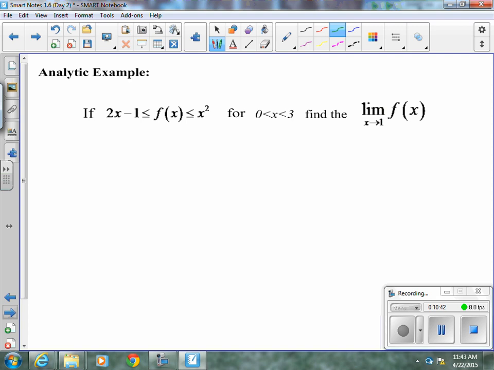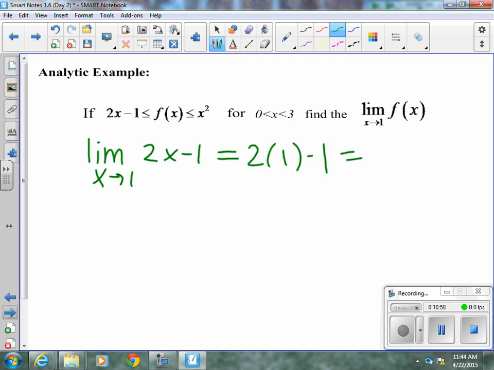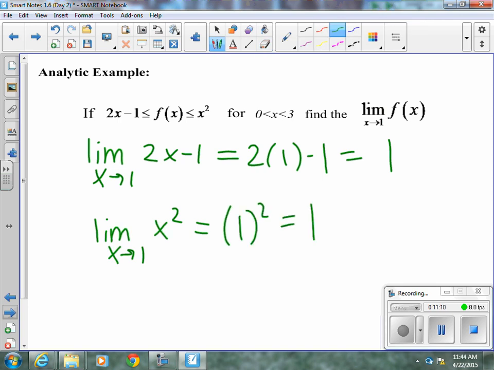It says, if 2x minus 1 is less than or equal to f of x, which is less than or equal to x squared, for 0 less than x less than 3, find the limit of f of x as x approaches 1. So, we need to check. Our limit as we approach 1 of 2x minus 1 is going to be 2 times 1 minus 1, which is 1. Our limit as x approaches 1 of x squared is going to be, plug in your 1 squared, which is 1.